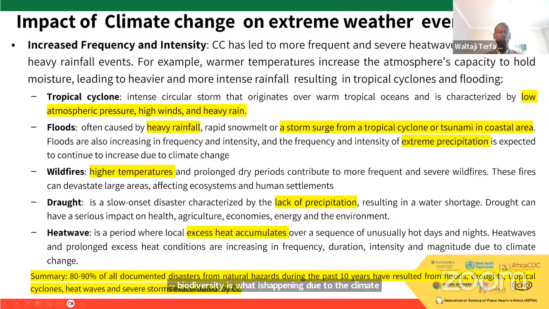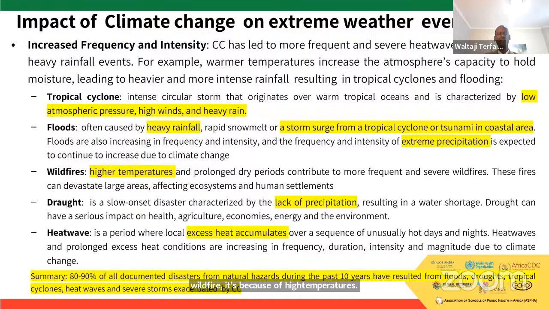So these are due to the increase in frequency, as climate change impacts weather events by increasing their frequency and intensities. Typically the cyclone, flood, wildfire, drought, heat waves, all these, I highlighted the weather pattern in yellow colors. You will see the flood is due to heavy rain, storm surges, tropical cyclones, and tsunamis in coastal areas also happen because of extreme precipitation. And if you look at the wildfire, it's because of high temperature. The drought is lack of precipitation, and then the heat is due to excess heat.